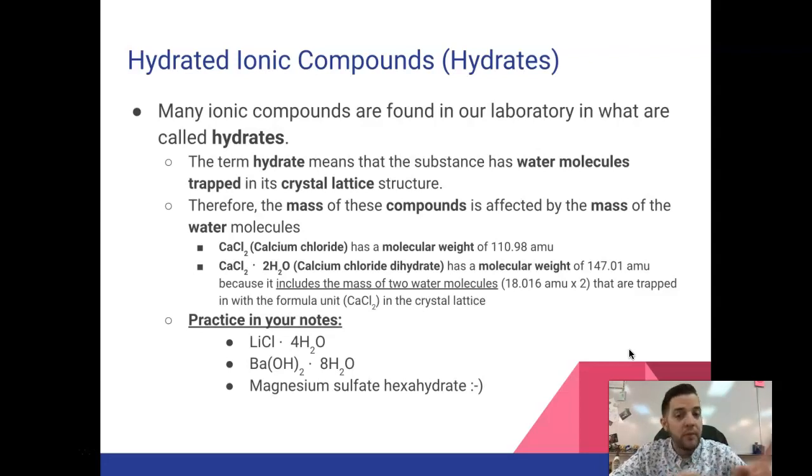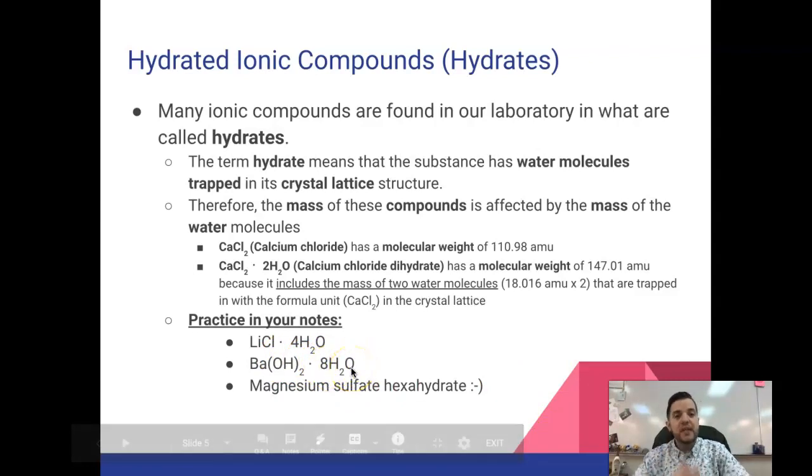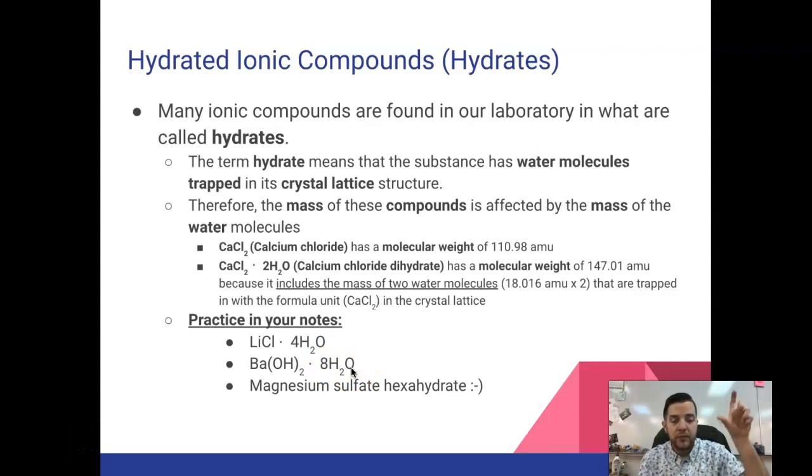If I needed 1 mole of barium hydroxide octahydrate with 8 waters, I would need to measure on the scale in grams, molar mass, grams. I would need to measure in grams the mass of barium hydroxide plus the mass of 8 waters, because those waters are locked in there, okay?